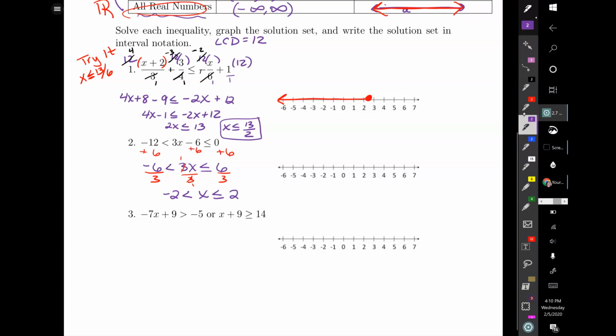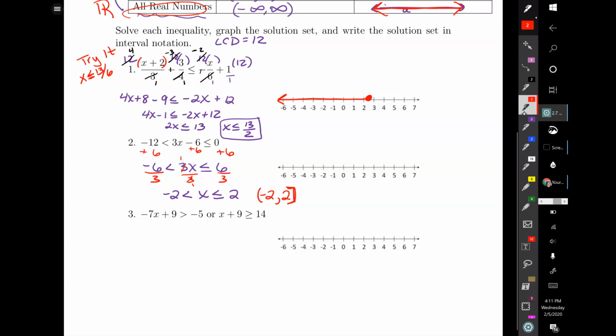So that is my answer in set notation, but I want you to write it in interval notation. So you can reference that chart up there. The first one is not included, so we're going to do a curved parenthesis, negative 2, comma, and then a positive 2, but then we're going to do a squared off bracket.